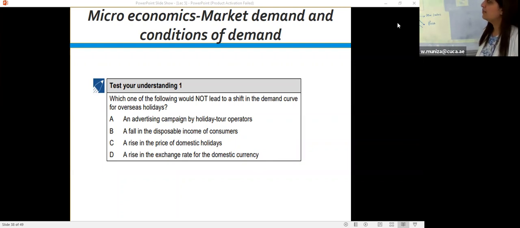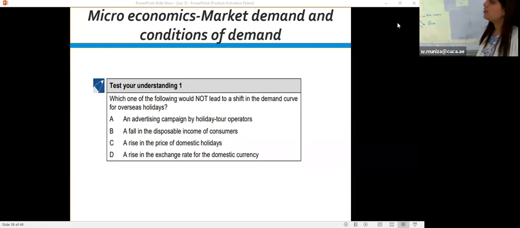Okay, then a fall in the disposable income of the consumers. What will be the effect of this? There will be an inward shift. Am I right? A rise in the prices of the domestic holidays. What will happen? No effect? If the prices of domestic holidays rise, then the overseas holidays demand is going to be shifted. Is it going to be substitution?